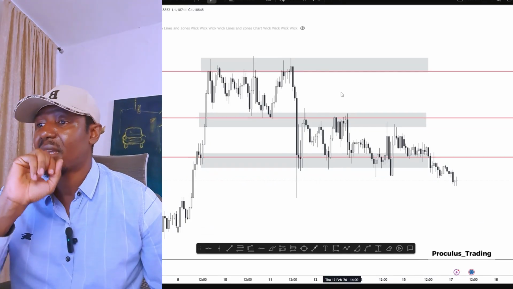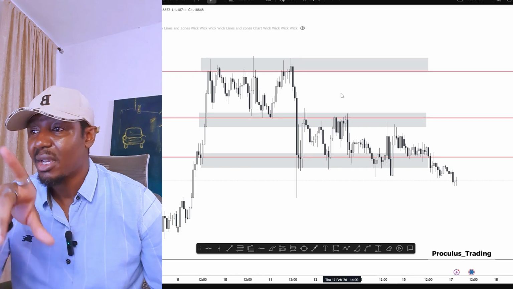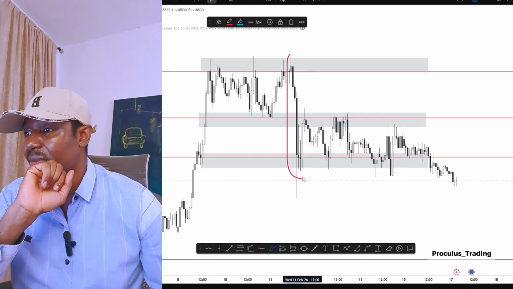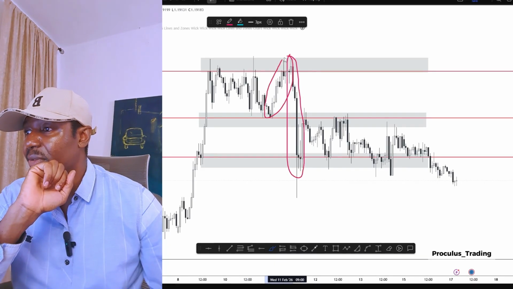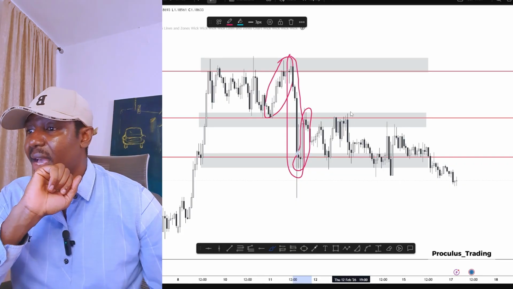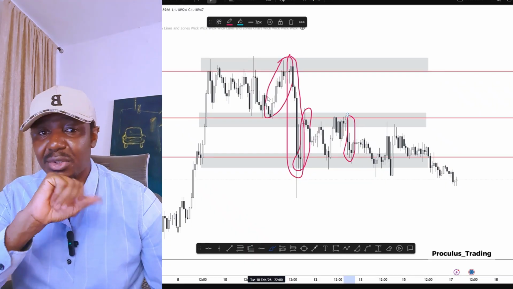Now you look at the chart. Where are the impulsive moves on this chart? You will agree with me that this is a very large impulsive move. This right here is another impulsive move. This right here is another impulsive move, and then we also have another impulsive move right here. You want to look for areas where price actually had very, very strong reactions from.